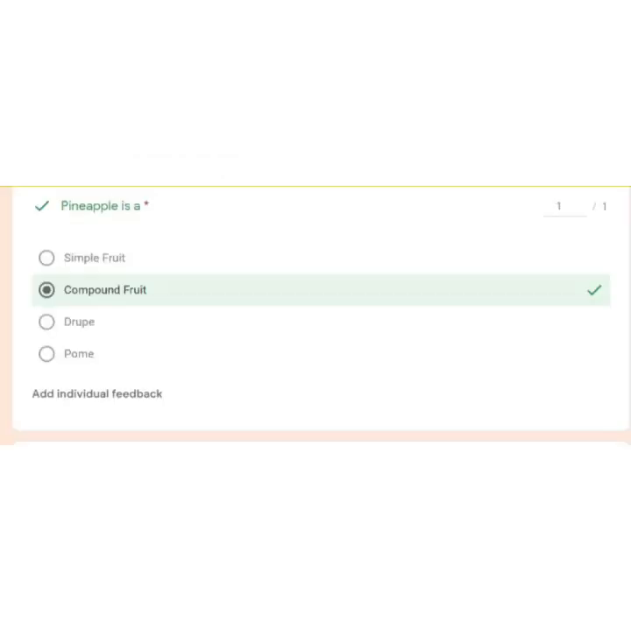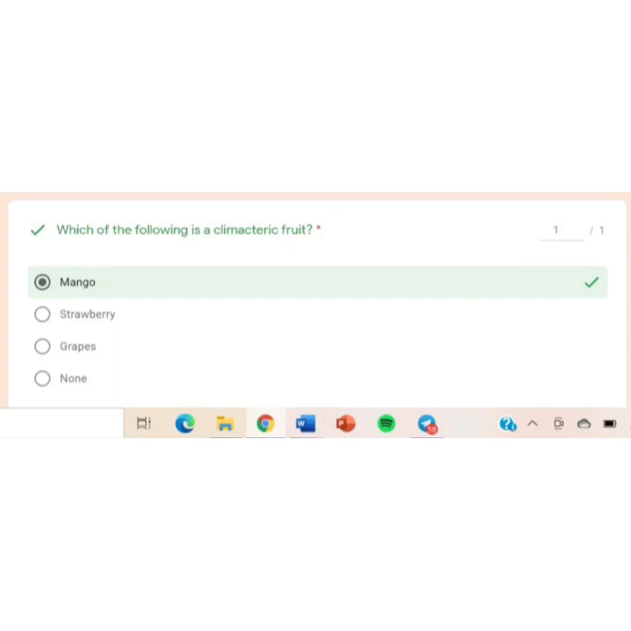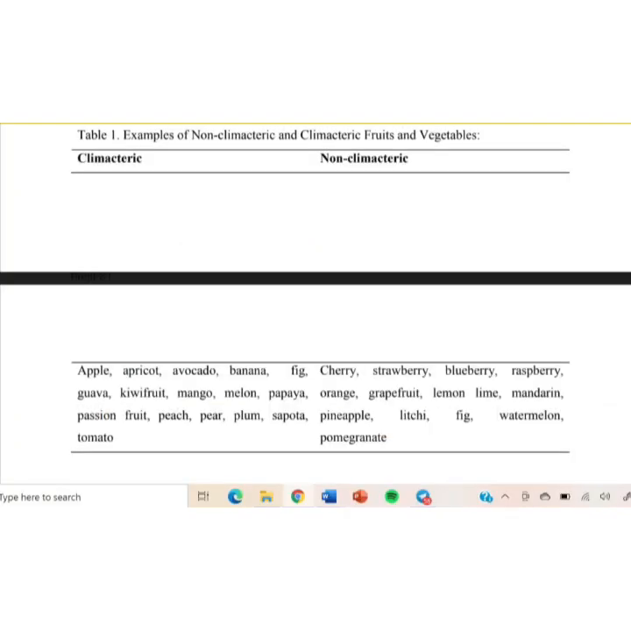Next, pineapple is a compound fruit. There is a certain classification of fruits that you can see. So, according to this classification, pineapple is a compound fruit. Next question. Which of the following is a climacteric fruit? I have been sharing a few articles and one of them mentioned the distinction between climacteric and non-climacteric fruit. I hope you guys have learned it, and so according to that the answer is mango.